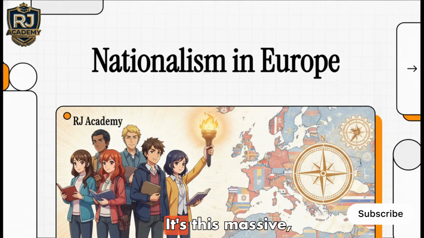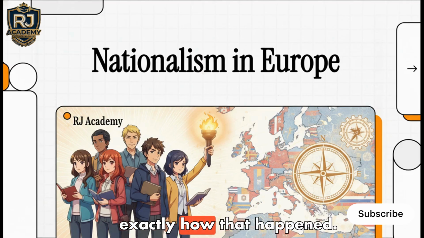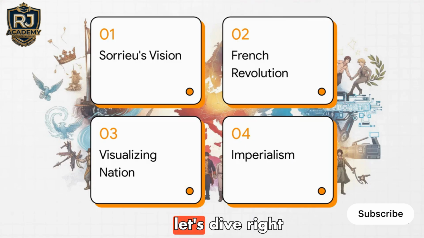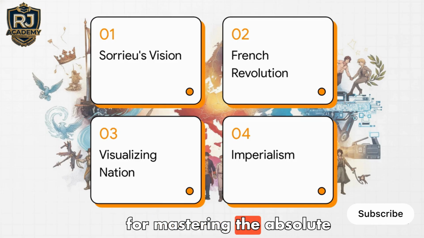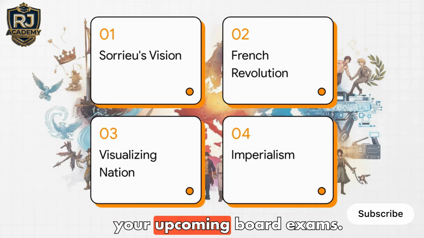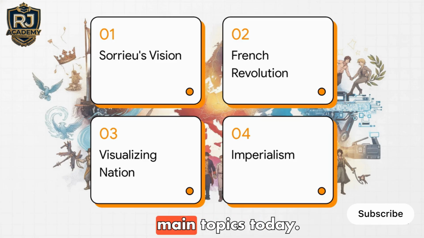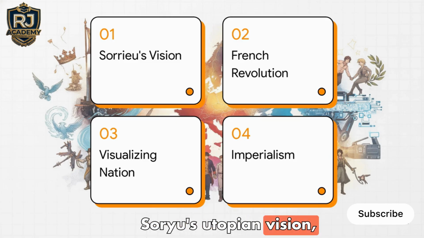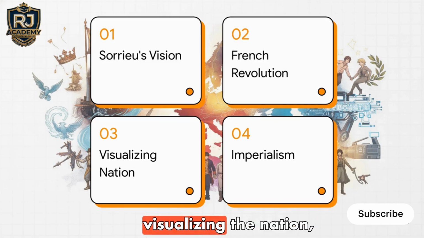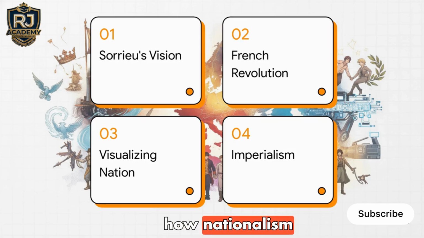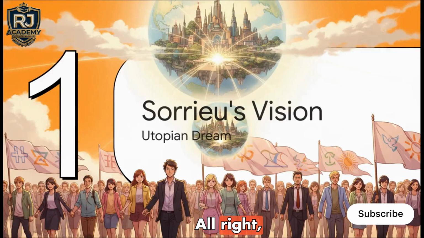So, nationalism. It's this massive, absolute powerhouse of a force that completely transformed the political and mental landscape of the world. And today, we're going to decode exactly how that happened. Okay, let's dive right into this explainer. Think of this as your strategic roadmap for mastering the most testable concepts for your upcoming board exams. We're going to hit 4 main topics today: Sorrieu's utopian vision, the French Revolution, visualizing the nation, and finally, how nationalism turns to imperialism. All right, Section 1, Sorrieu's utopian vision.